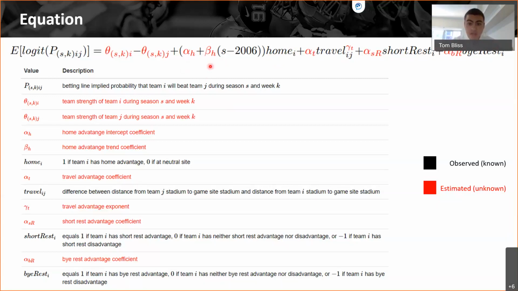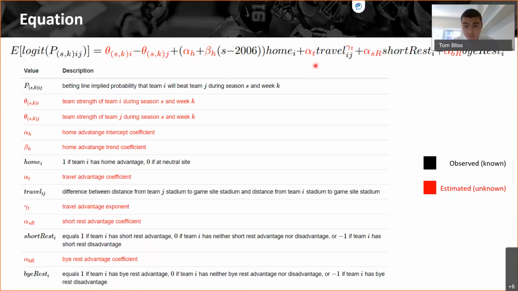This beta term, because we found that home advantage actually is changing each season, will account for how it's changing per season. So if S is equal to 2006, this will be 0. If S is equal to 2019, it'll be adjusted based on the fact that it's 2019. That's what we were able to find for home advantage.